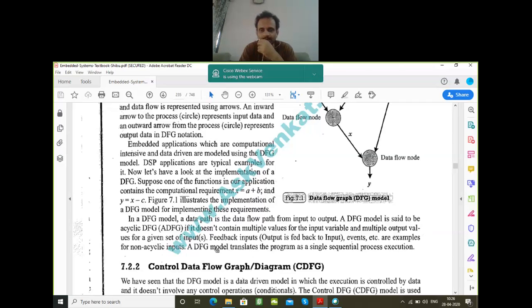And then you have something called non-acyclic data flow graphs. Non-acyclic means a data flow model which has feedback input. Output is fed back to the inputs. They are the examples of non-acyclic graphs. So if a feedback connection is there, then it is called non-acyclic. So in this data flow graph which we discussed, there is no feedback. So it is an acyclic data flow graph.